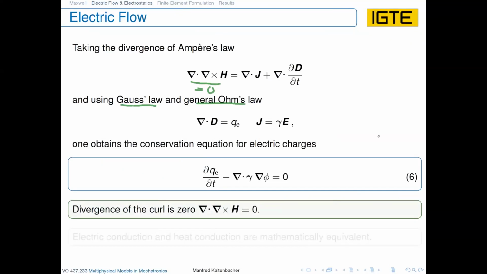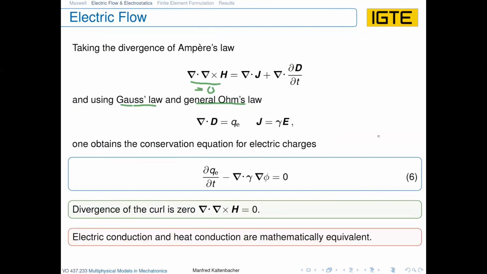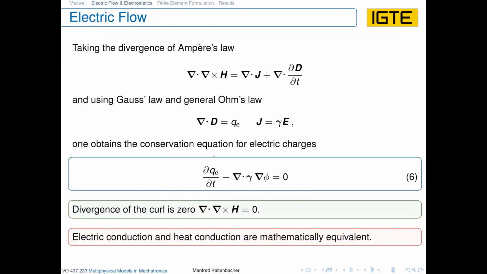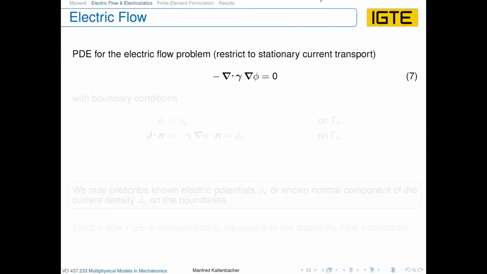And this will give us at the end an electric flow equation which is totally mathematically equivalent to the heat conduction in the static case, as we will see when we also discuss the thermal heat equation. So now, since we have no time derivatives, we neglect any time derivatives, we immediately get out of this equation the defining equation for the electric flow field, which is given by this equation here.